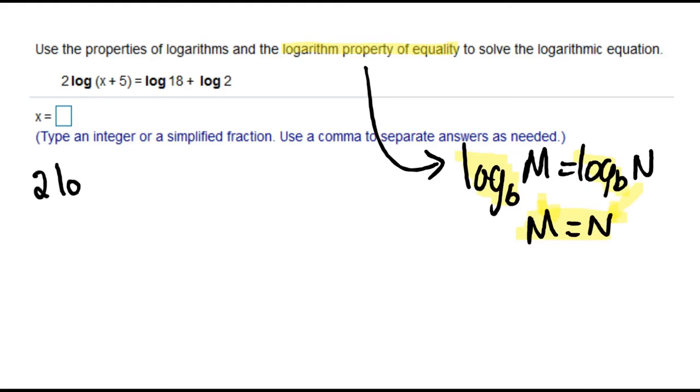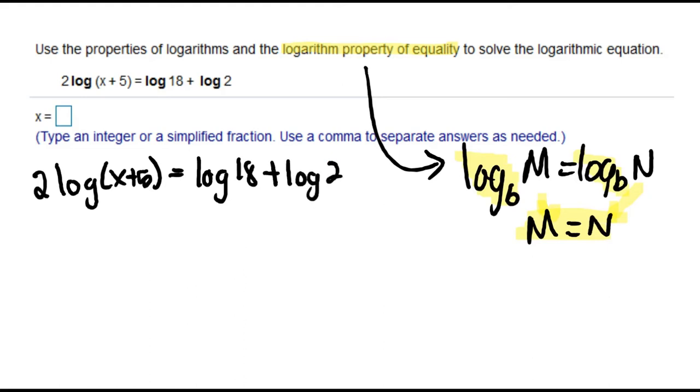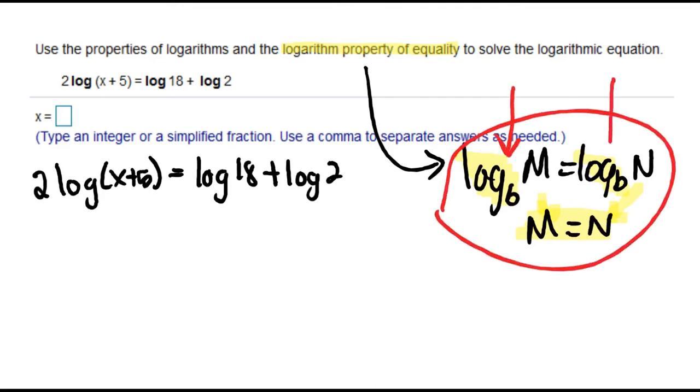We have 2 log of (x plus 5) equals log of 18 plus log of 2. So in order to use this property of equality, I need to have a single log on the left and a single log on the right. This 2 that's in front of the log is preventing me from having a single log. So I'm going to use the power rule, and the power rule moves that 2 to the power of the log. So we have log of (x plus 5) squared.